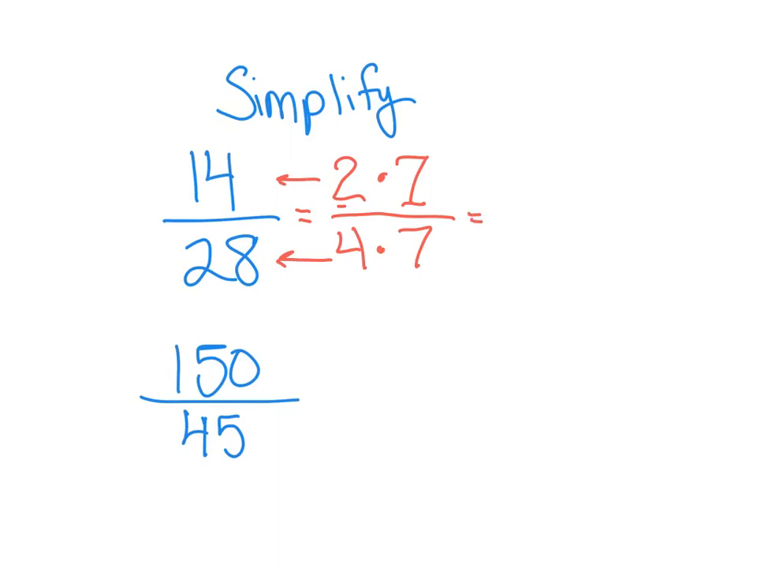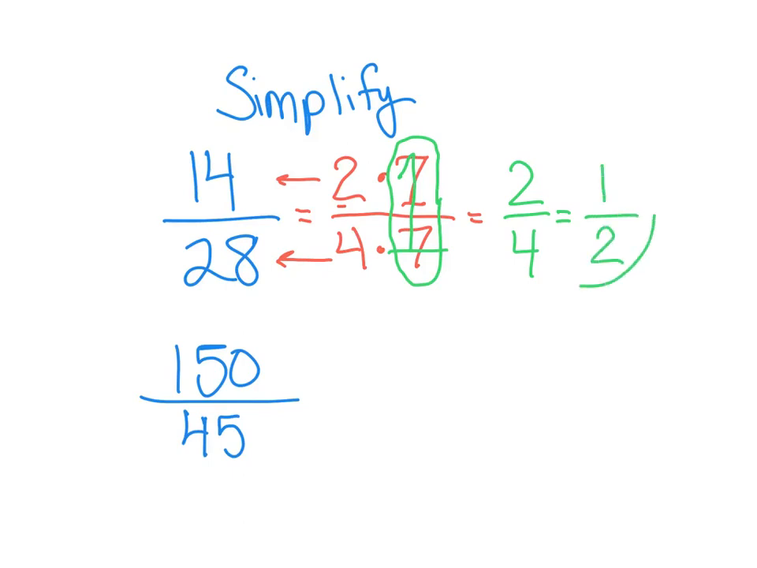Now I'm going to see that right here, this is 7 over 7. We know 7 over 7 just equals 1. That was back on the second slide we did. So what I have left over when I cross out those 7s is 2 over 4. Now I can do this again because they're both even, or I can just know that 2 over 4 is 1/2. So really, 14 is half of 28. Okay, so you can pause here and try that with 150 and 45, and then I'll show you how I do it.